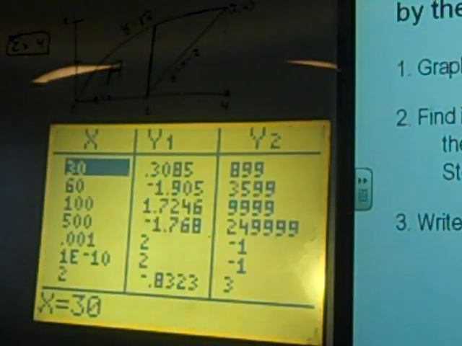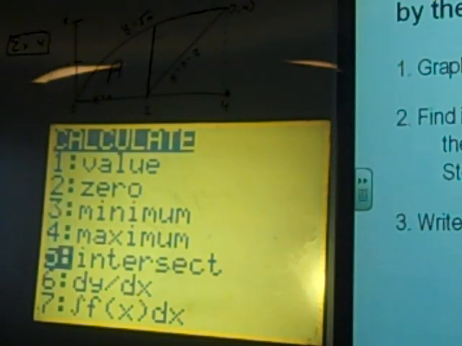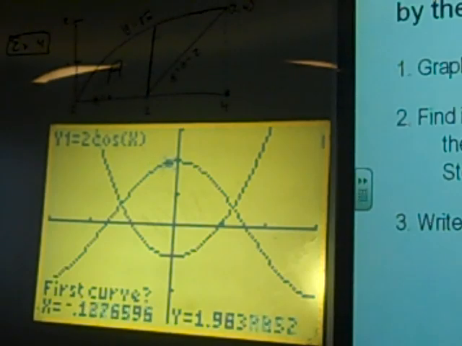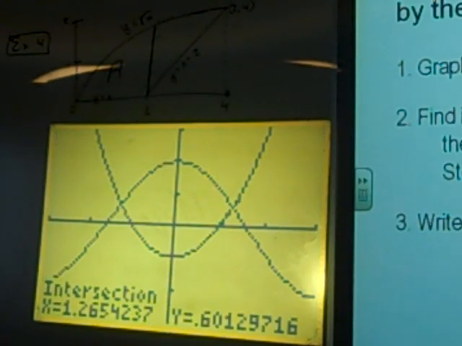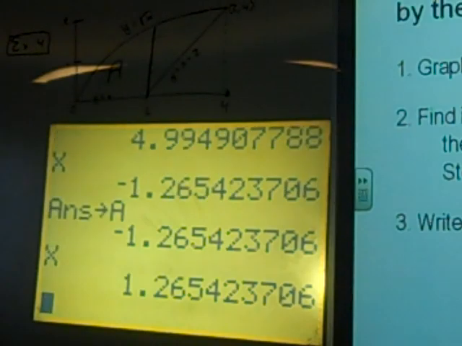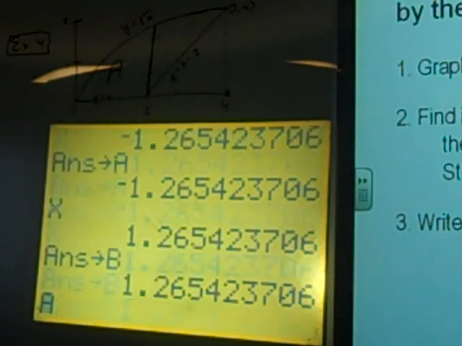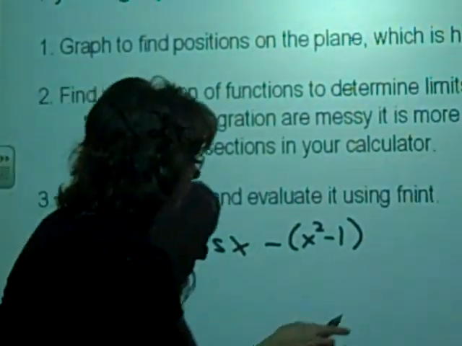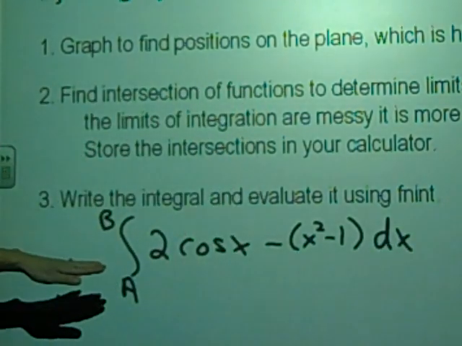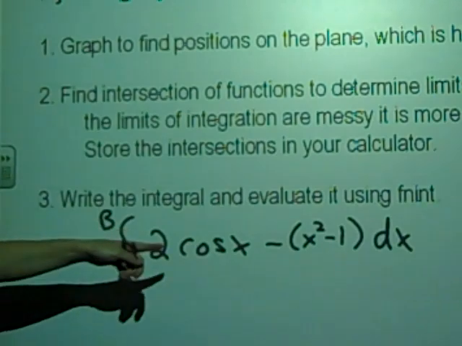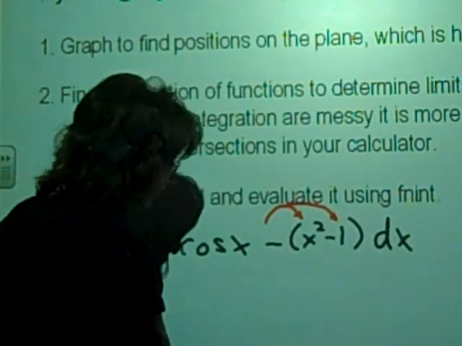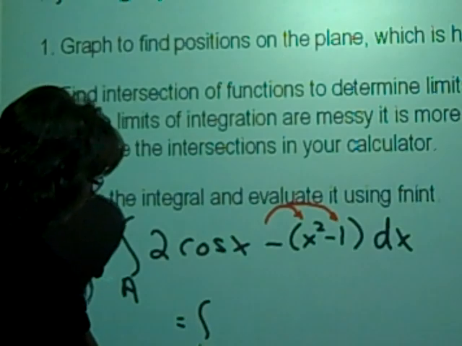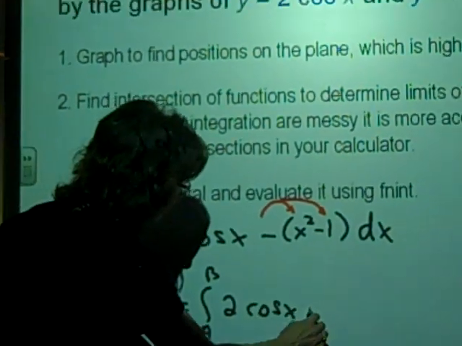Now, I'm going to go back to my screen. I'm going to calculate my other intersect. Another big messy number. So going back to my work screen, I'm going to press X. There's my number. I'm going to store it as B. So now I have an integral. Throw in dx. I can either put this right into my calculator to find out that area, or I can simplify by distributing this negative sign. I'm not big on parentheses, so I think I'll do that. So that'll be my integral from A to B of 2 cosine of x minus x squared plus 1.